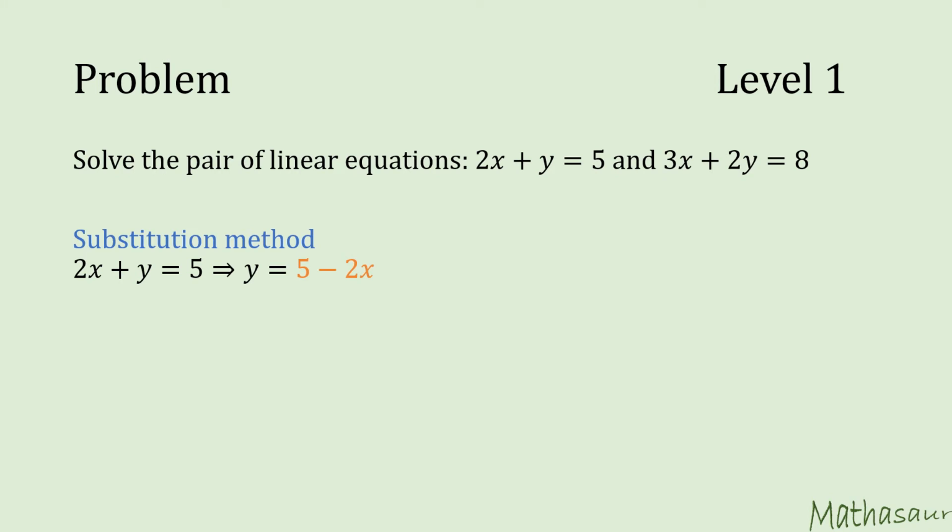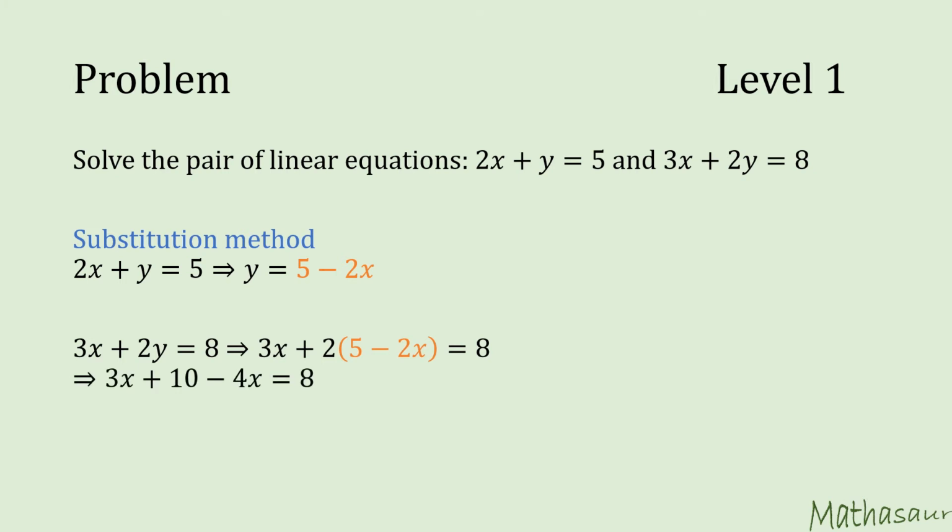Let us rearrange the terms to find y equals 5 minus 2x. Now let us take the second equation, 3x plus 2y equals 8, and substitute this value of y in terms of x. Let us solve for x now.